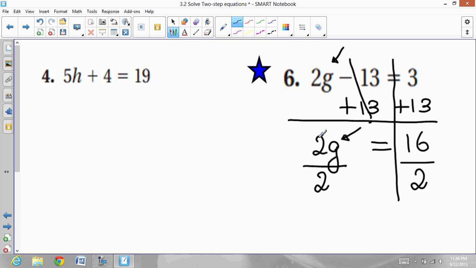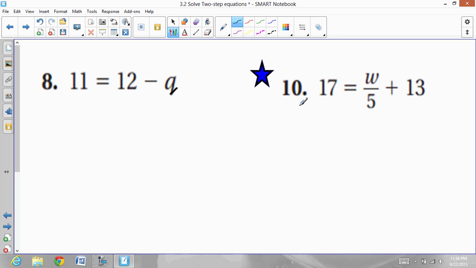2 divided by 2 gives you a 1. 1 times g gives you just a g. And 16 on the top, 2 on the bottom. 16 divided by 2 gives you 8. So now you have got g safe, alone, and you found what g is.